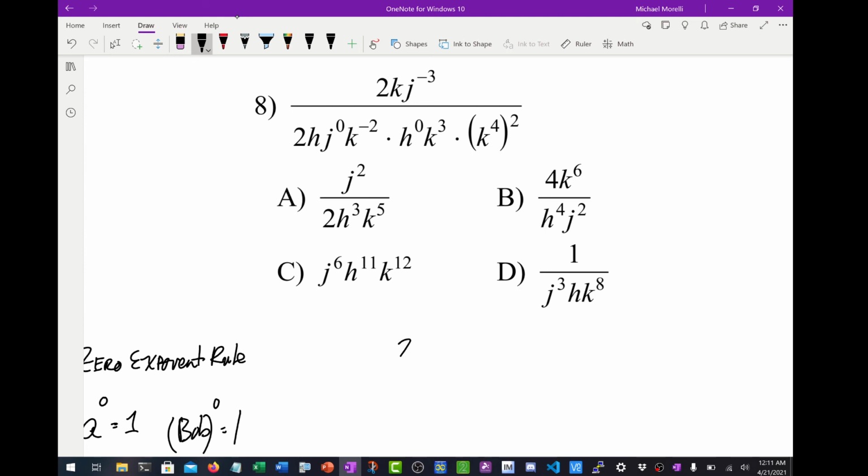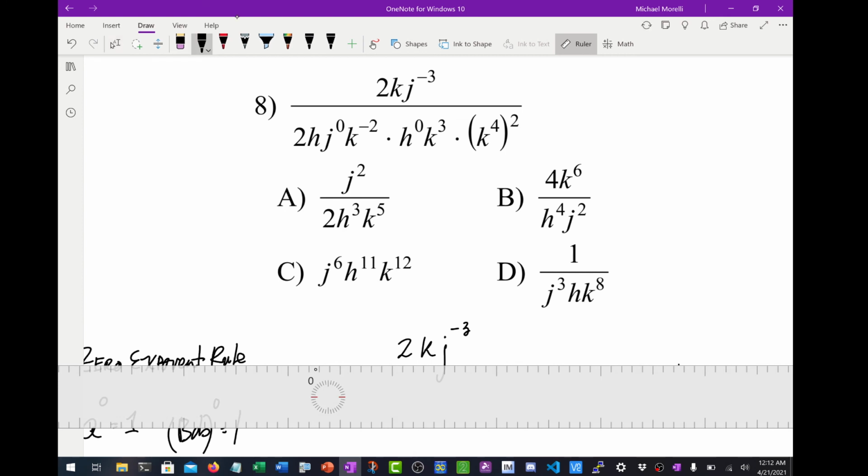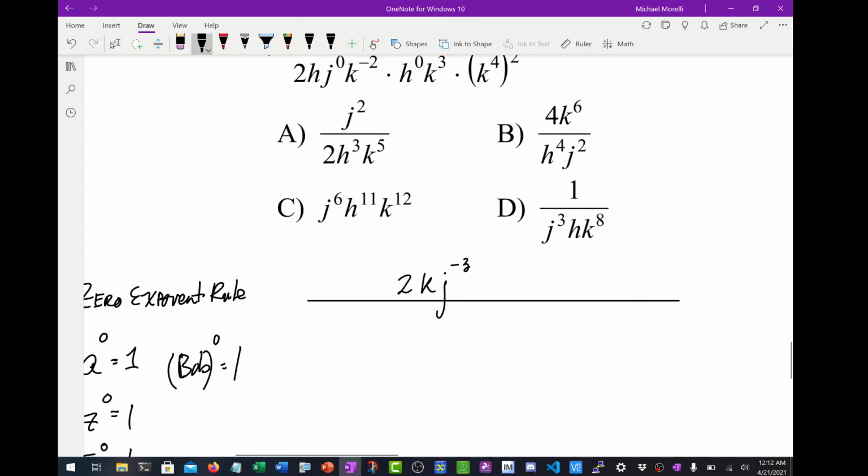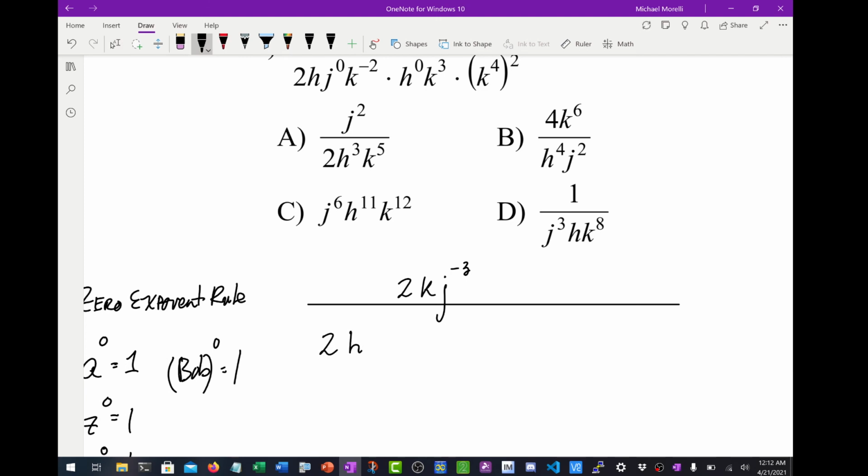All right, so we're going to rewrite this. 2kj to the negative 3rd power over, huge fraction bar here, 2hj to the 0, k to the negative 2 times h to the 0 times k to the 3rd power, k cubed, times, and here they're going to throw something power rule at us, k to the 4th raised to the 2nd power. All right, so first of all, I want to identify this j to the 0 and h to the 0. Those are just 1, so they kind of cancel out. They're really just red herrings.